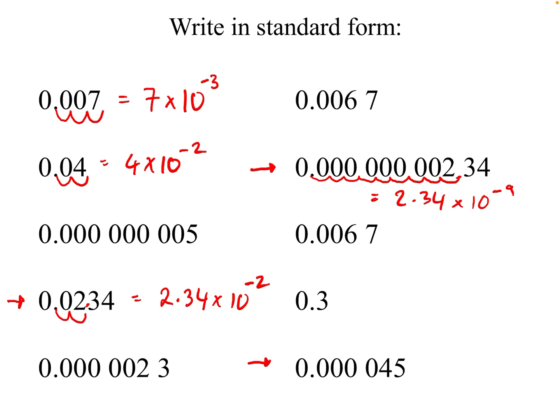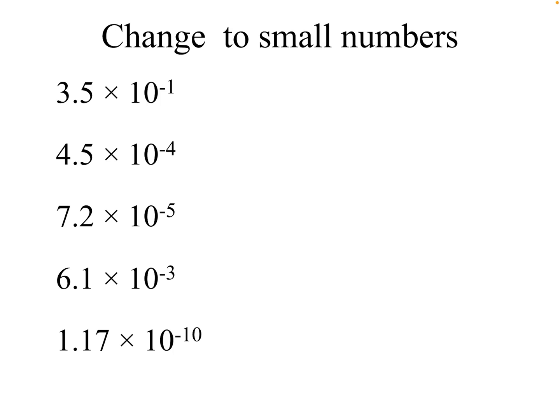Let's do one more. Let's do this one. This is going to be 4.5 times 10 to the power of 1, 2, 3, 4, 5. But it's not 5 because the number is small. It's -5. Okay? So again, here we've got, to do it the other way round, standard form, change it into a small number.